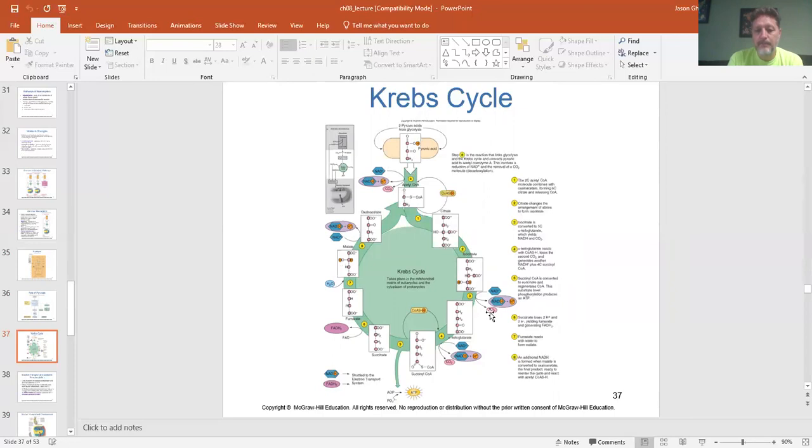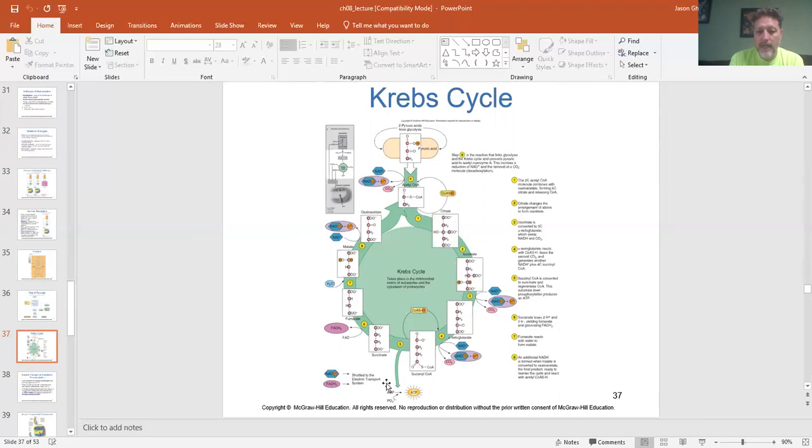Reaction 3 is where we're going to release another carbon dioxide molecule and another NADH. Reaction 4, we release another carbon dioxide and another NADH. So there's our 1, 2, 3 carbon dioxide molecules that we release from 1 pyruvic acid, from that 3-carbon molecule. And since we make 2 pyruvic acids in glycolysis, we must do this twice for every 1 glucose molecule.